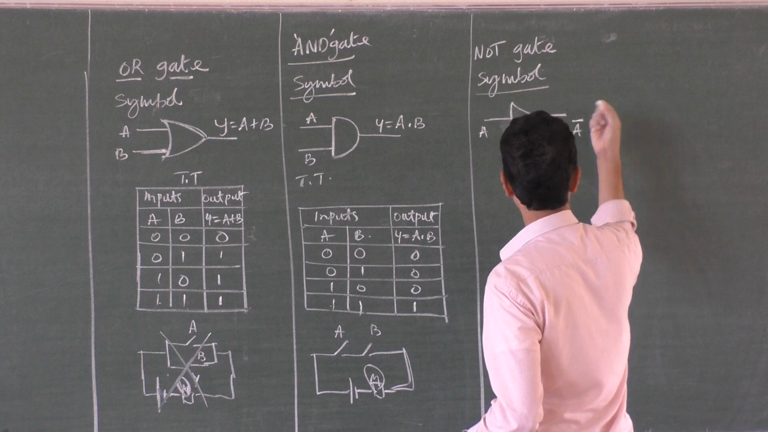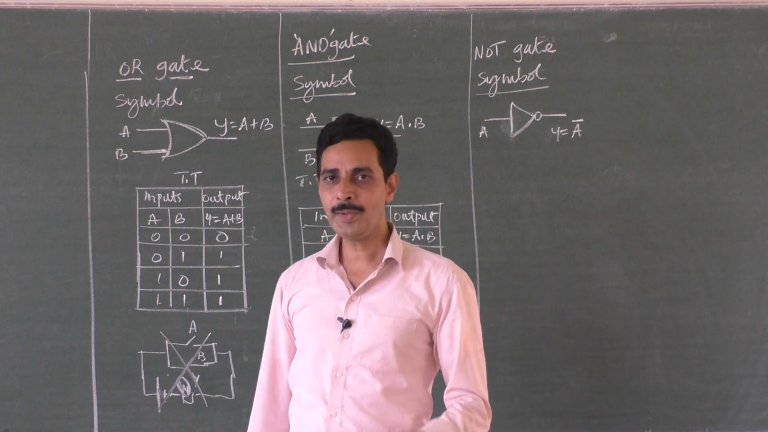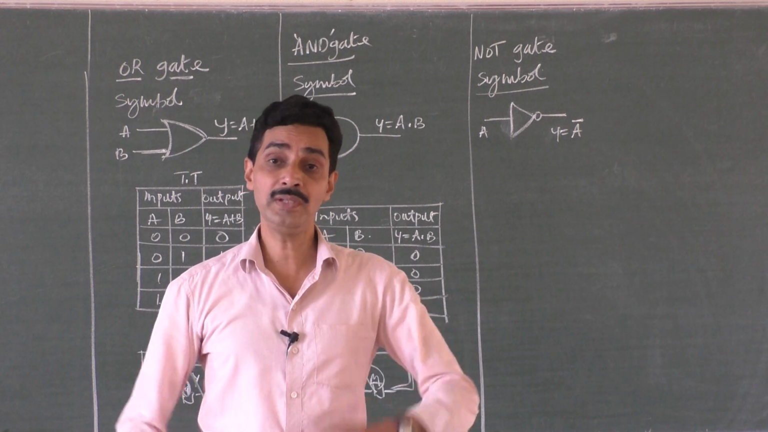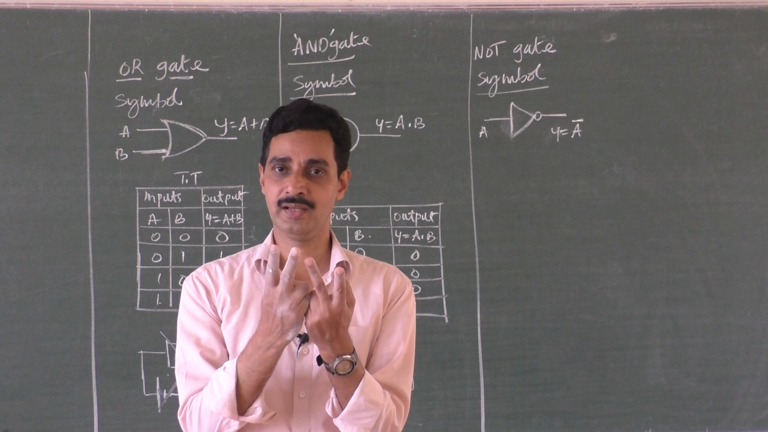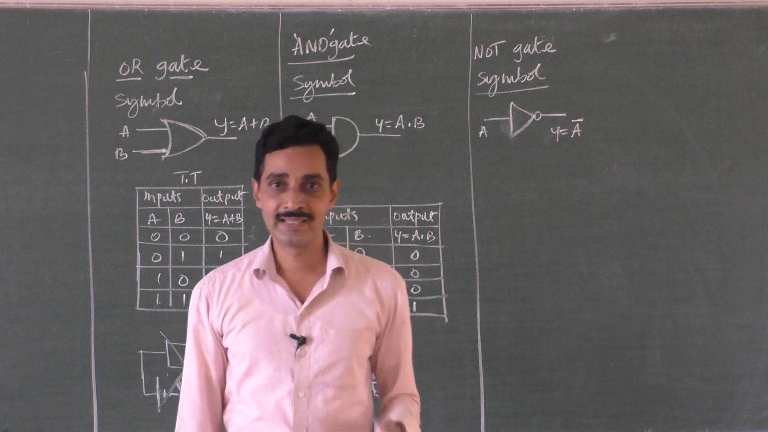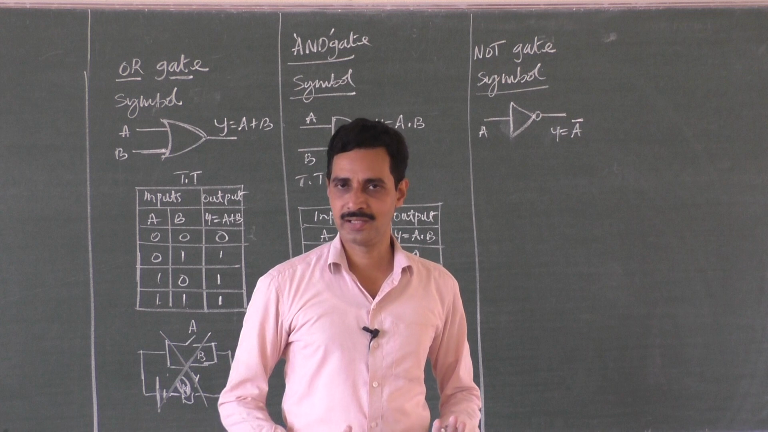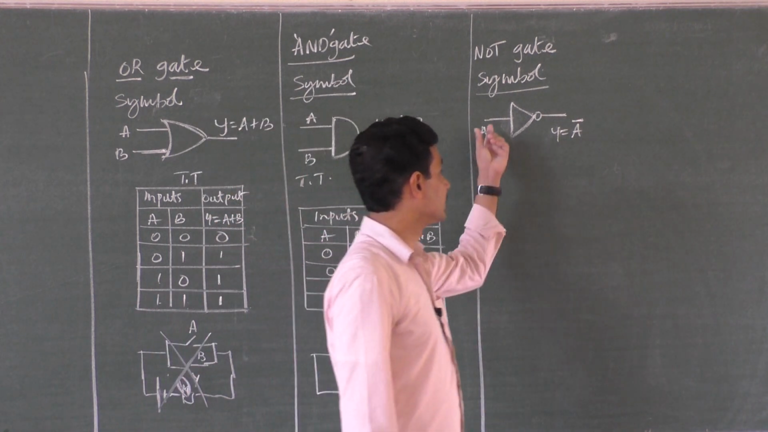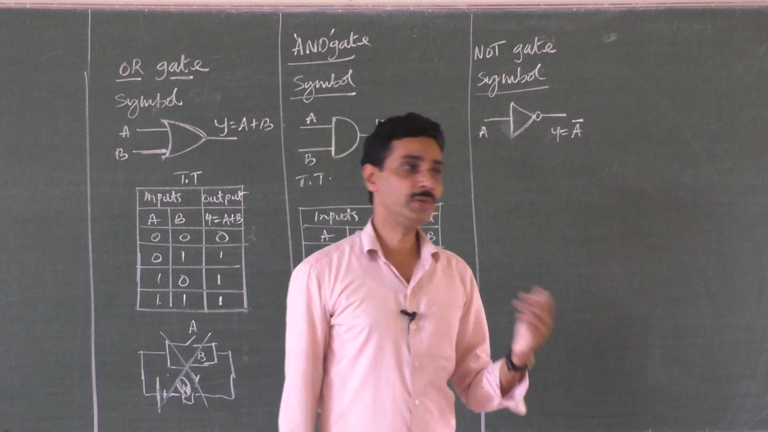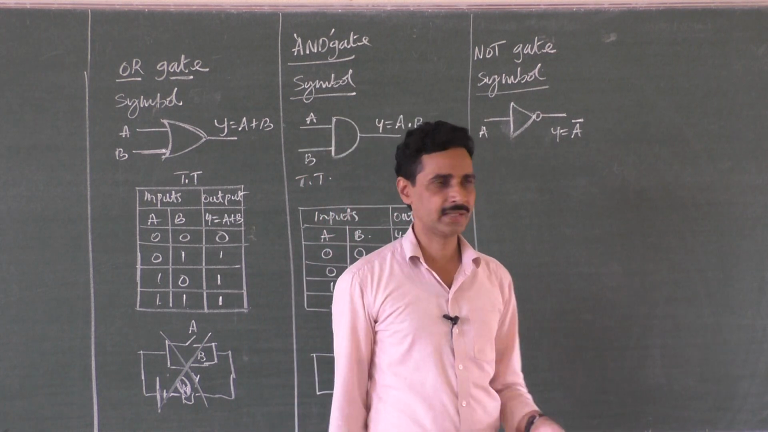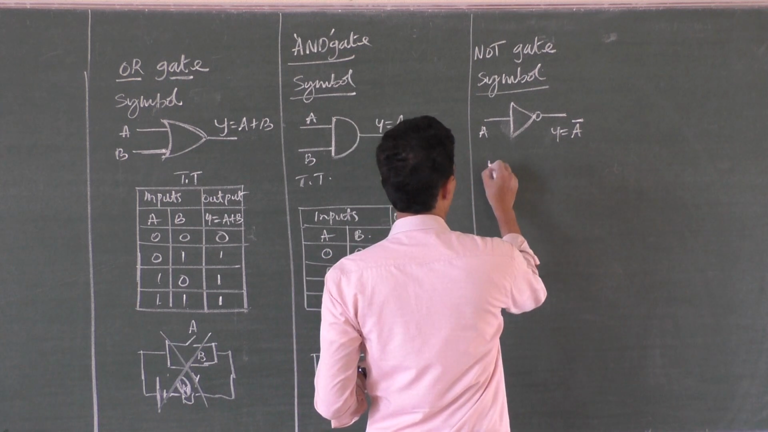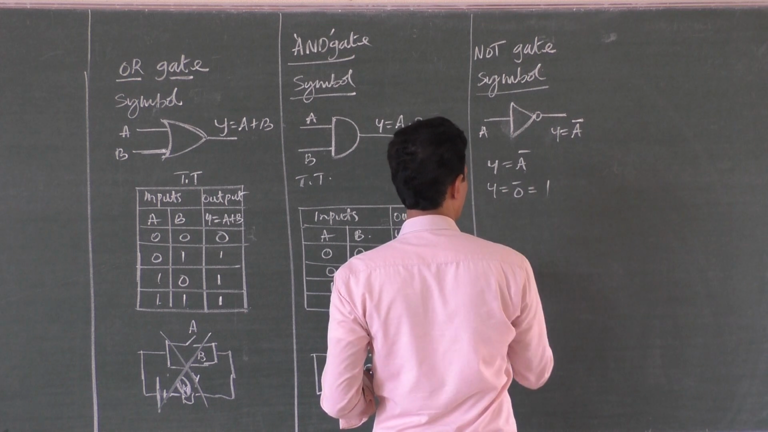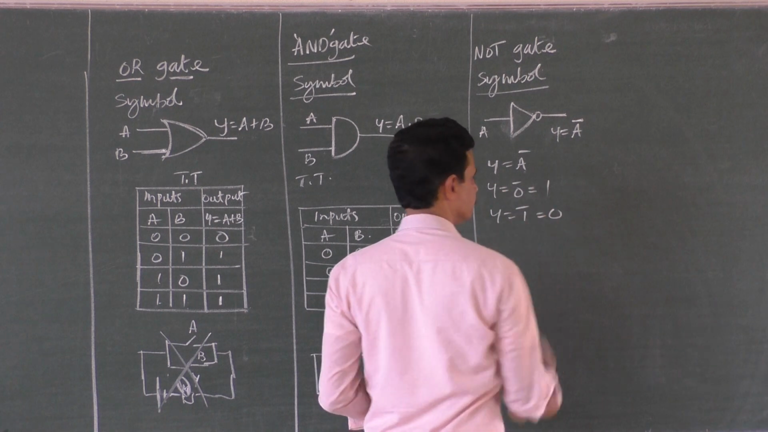Y is equal to A bar, we write. What do you mean by A bar? A bar says output is not the input. If it is not the input, then which is the output? You have only two items here. It's a binary system, it's digital. Either you should have 0 or 1, right? If output is not the input, then it should be the other one. If the input is 0, output is 1. If the input is 1, output is 0. That's all the possible cases. So Y is equal to A bar means if A is 0, Y is equal to 0 bar, which is 1. If A is 1, Y is equal to 1 bar, which is 0.